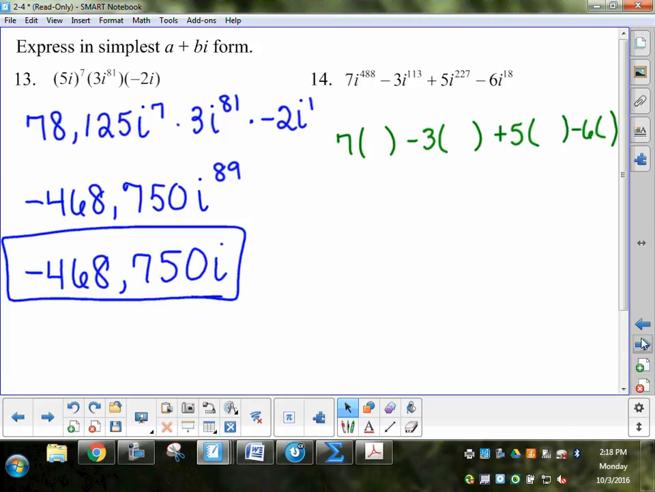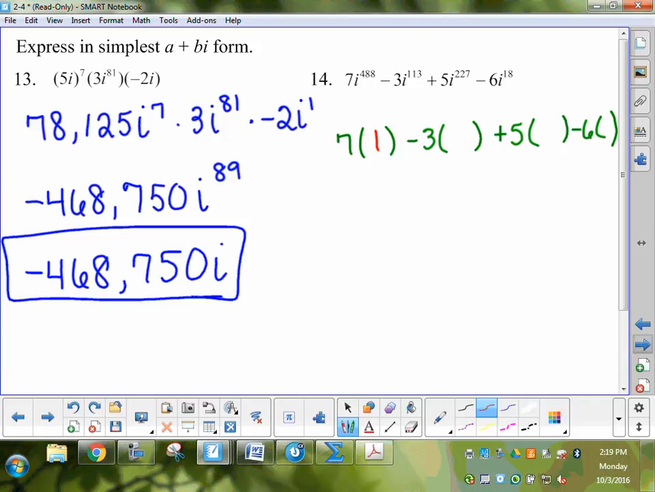We got 3 people in the first row that can tell me. 1. Who can tell me in the second row what i to the 113th is going to be? I. 112 is the one nearby. You go 1 past. How about 227? Negative i. And how about 18? Negative 1.